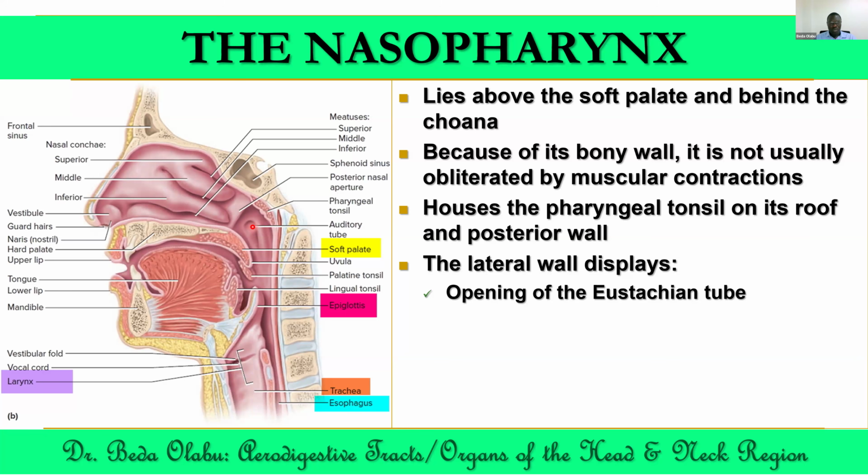So the eustachian tube, which is also known as the pharyngotympanic tube, connects the nasopharynx to the middle ear, which is called the tympanic cavity. The wall of the eustachian tube is partly bony, partly cartilaginous, just to maintain its patency.